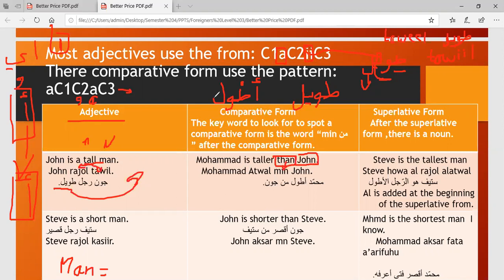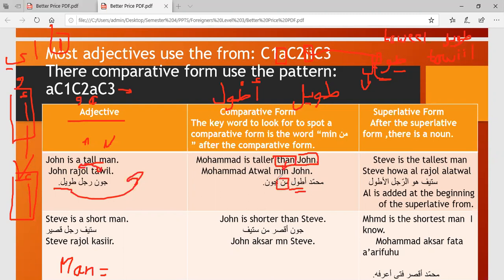If I tell you directly, Mia, Kasir, form the comparative form of Kasir. In the comparative form, you always start with A. Aksar, yes. So here, what do you say? Muhammad أطول من John. You put the comparative form and after it comes min, which is then.